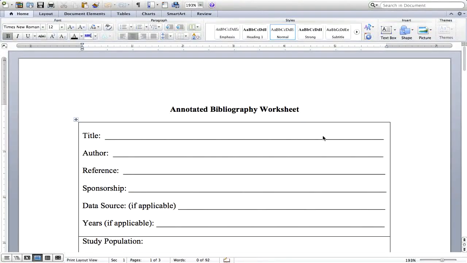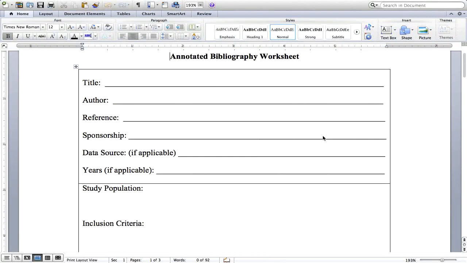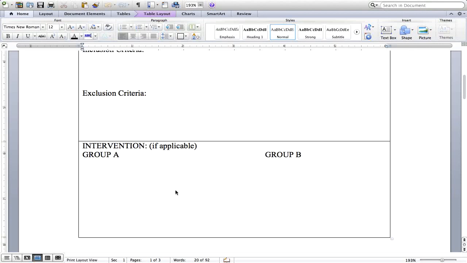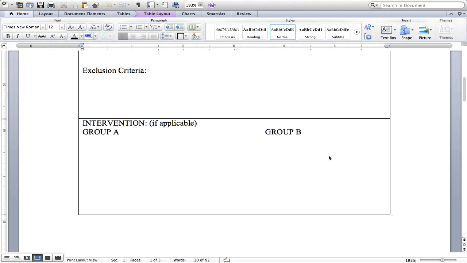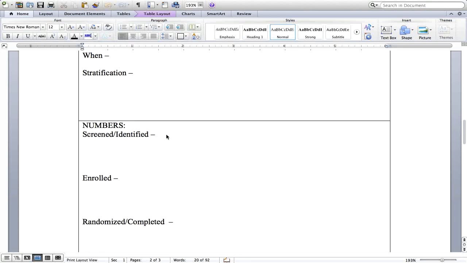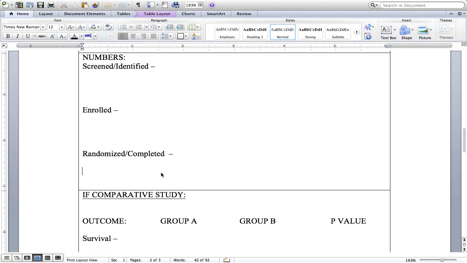track of studies and information that you're collecting on previously conducted research. So the first section you can fill out with title, author, the reference, the source of the data, for example, the database that they used, the years that the study was conducted, meaning which years of the database, the population, who was included, who was excluded, if there was an interventional study, what the study groups were, if there was randomization, how that was undertaken, the numbers of study patients that were screened and identified, the numbers enrolled, and the numbers that completed the study.